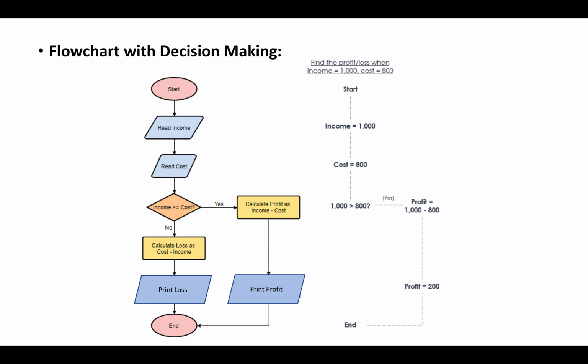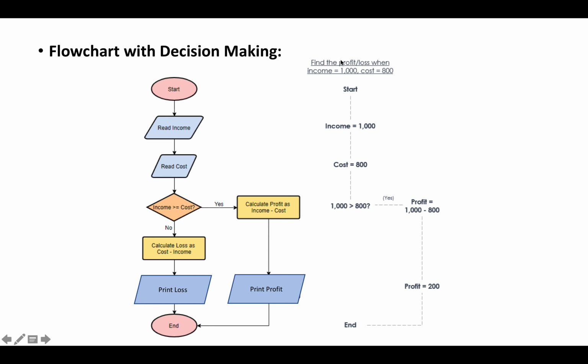Downward with no printed on it, we have to calculate the loss now. So loss is equal to cost minus income. Then we have to print the loss as well. So in a tilted box, we have written print loss and end the process.